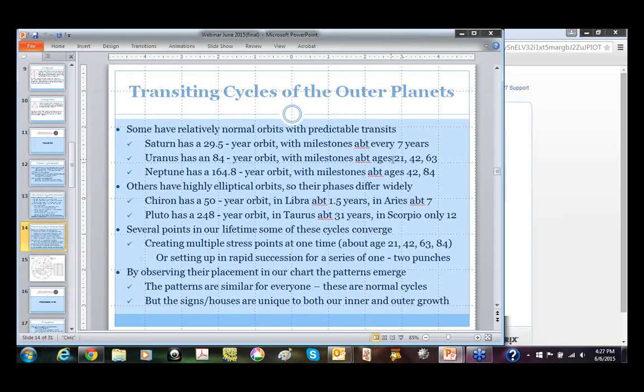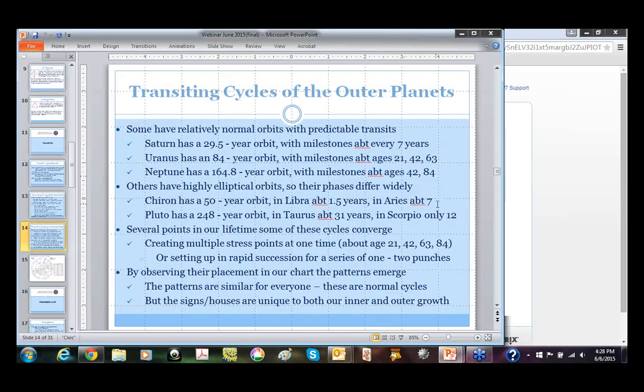Uranus milestones, that first quarter square is going to be about age 21. The opposition about age 42. The third quarter square at about 63 as it comes in at 84 for the Uranus return. Neptune milestones, that first quarter square at about 42, the opposition at about 84. Are you seeing any similarities here? There was one up here too.